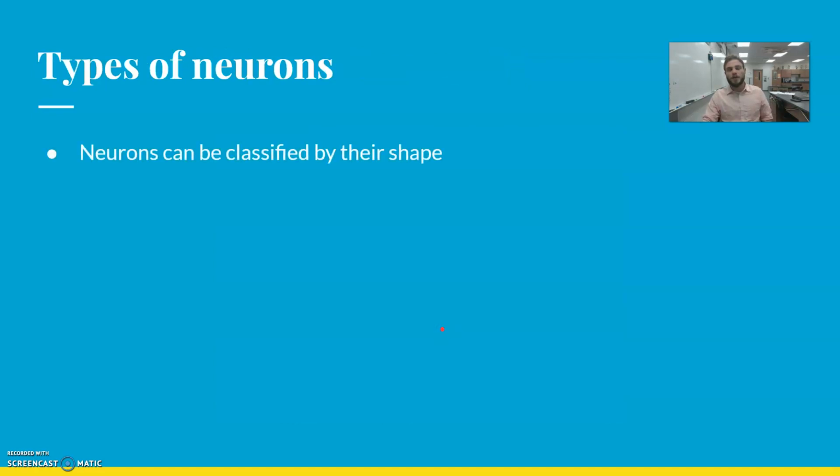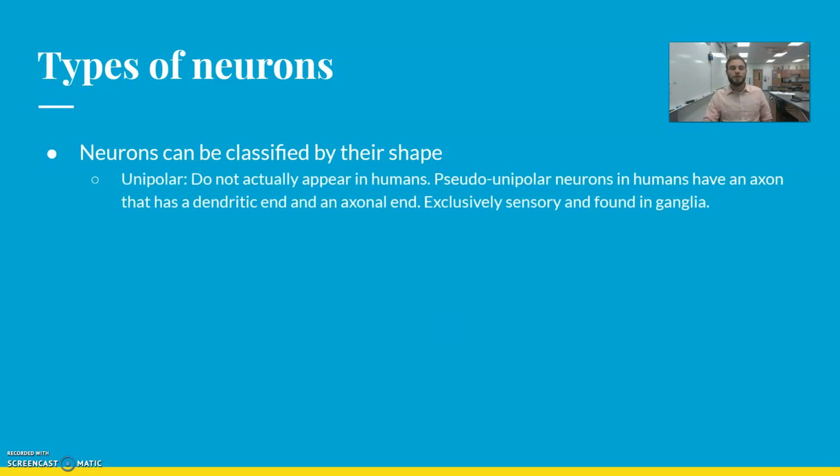We can also classify neurons by their shape. So you have your unipolar neurons, which actually are not truly found in humans. Humans have some pseudo-unipolar neurons, which look like they're unipolar, but actually are not. They just have very, very thin ends. But they have an axon that has a dendritic end and an axonal end. Basically, the axon is going to come out from the soma, and it's going to split and serve both roles as an axon and a dendrite.